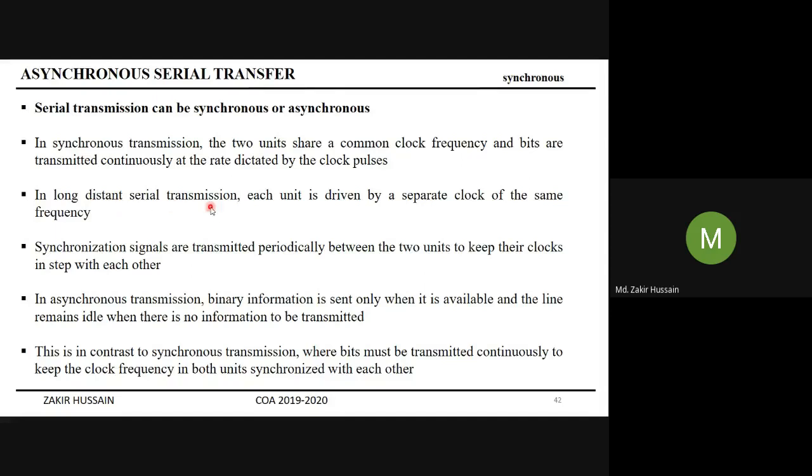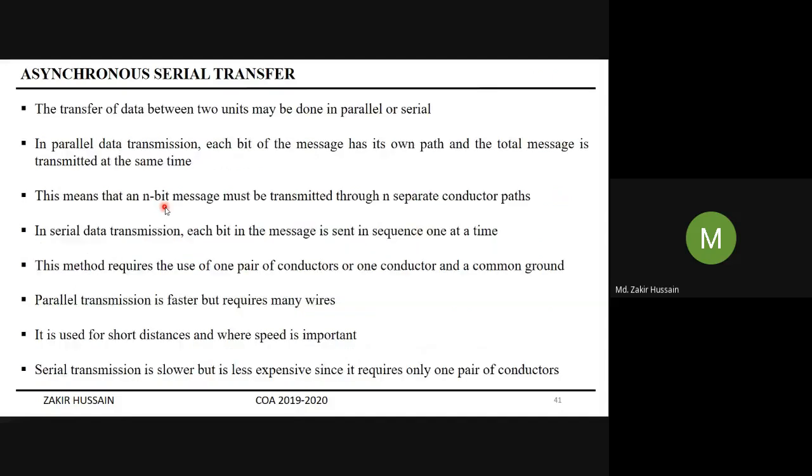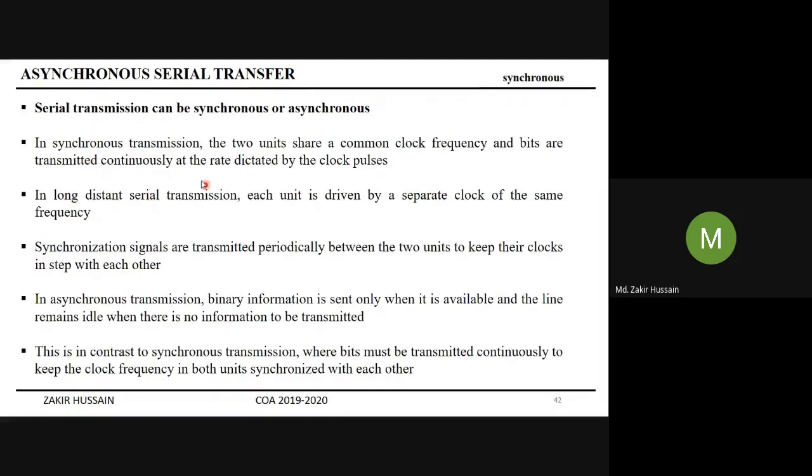In long distance serial transmission, each unit is driven by a separate clock of the same frequency. So for long distances, serial transmission is preferred. As said earlier, for short distances, parallel transmission is okay, and also for high-speed communication, parallel transmission is required. But when you come to long distances, serial transmission is required, and also where separate clocks are there. So synchronization signals are transmitted periodically between two units to keep their clocks in step with each other. If you are transmitting using synchronous, then the two units will be working at the same clock.